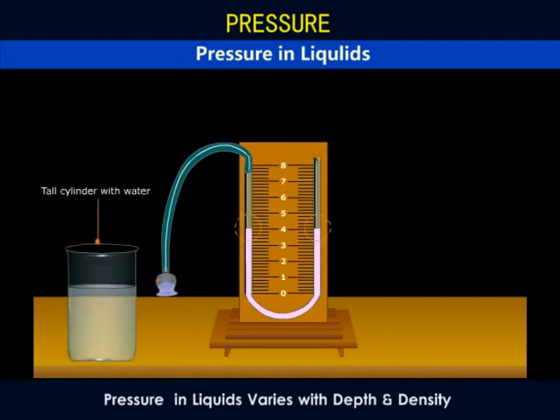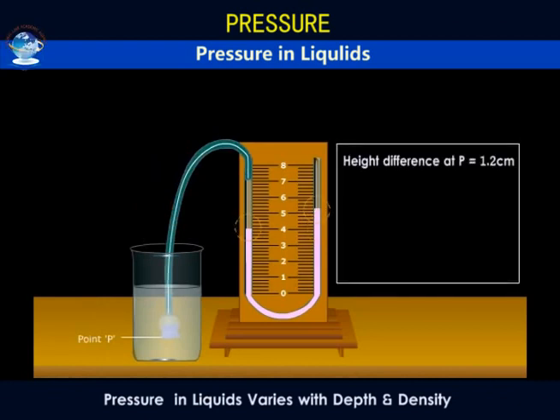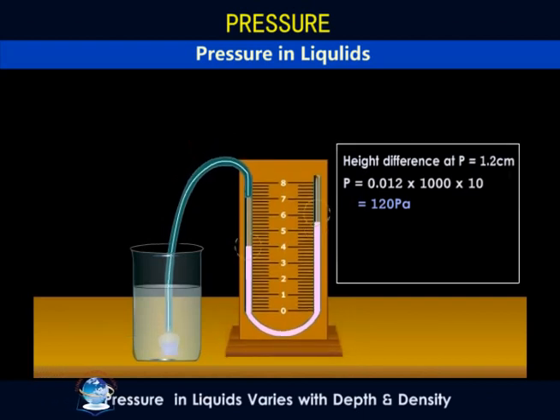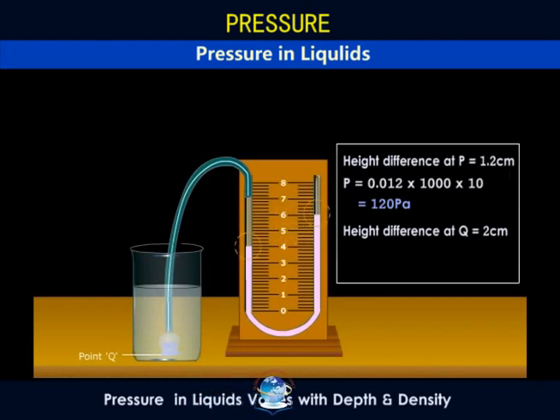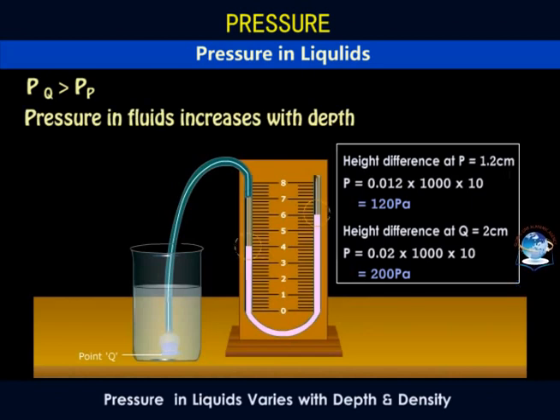We take a cylinder with water and lower the thistle funnel to a point P inside the cylinder. Record the difference in the liquid columns in the U-tube. This difference is due to the pressure exerted by water at point P. You can calculate that pressure. We then lower the thistle funnel to a point Q, and again note the difference in the levels of the liquid in the U-tube. This difference is due to the pressure exerted by water at point Q. We notice that at point Q, the pressure is higher than at P. So we can conclude that pressure increases with depth.